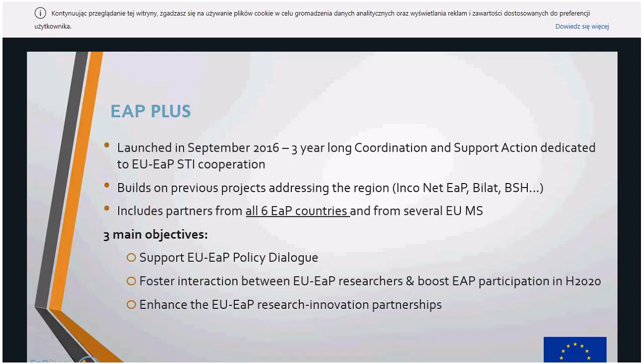So just a short overview of our project. EaP Plus was launched in September 2016. It's a three-year-long coordination and support action dedicated to EU EaP STI cooperation. It builds on the experience of some previous projects that were focusing on the region, such as INCONET EaP. It includes partners from all 6 EaP countries, Azerbaijan, Armenia, Georgia, Belarus, Moldova, and Ukraine, and also from some EU member states. And it has 3 core objectives: to support EU EaP policy dialogue, to foster interaction between EU EaP researchers and boost participation in Horizon 2020, and to enhance the EU EaP research innovation partnerships.